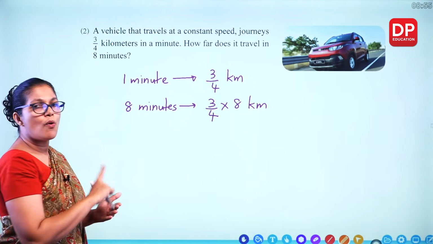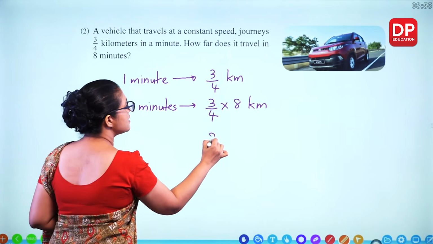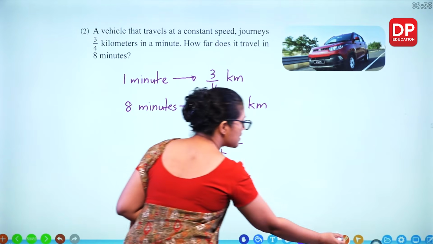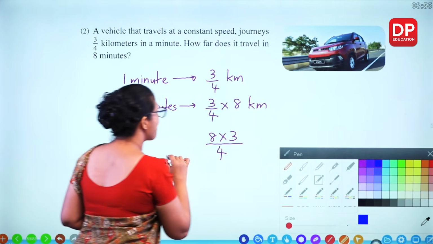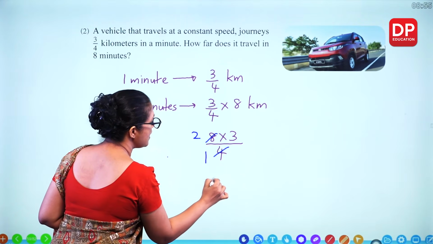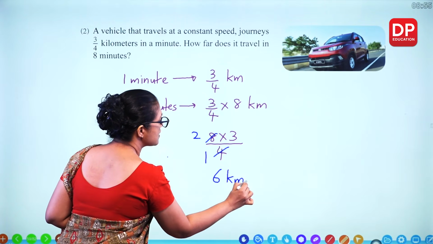So you get a whole number and a fraction. 8 times 3 over 4. You can simplify this. 4 times 1, 4 times 2. So 2 times 3, 6 kilometers.